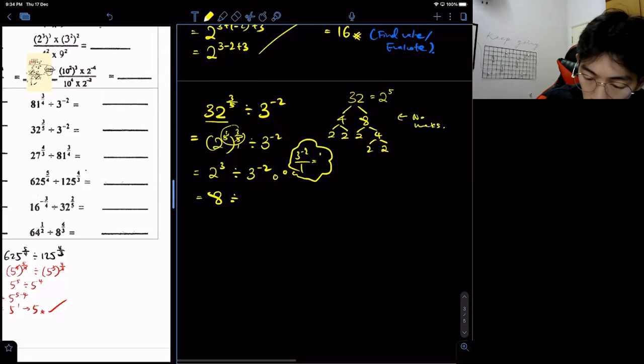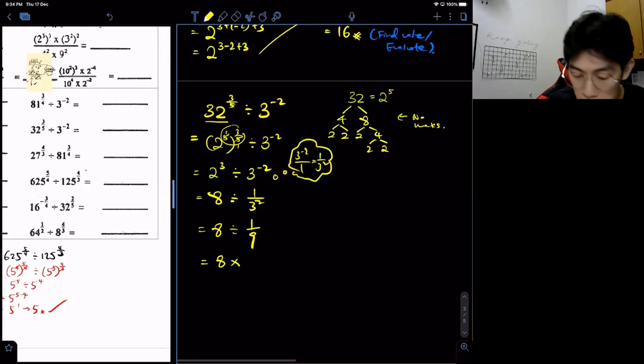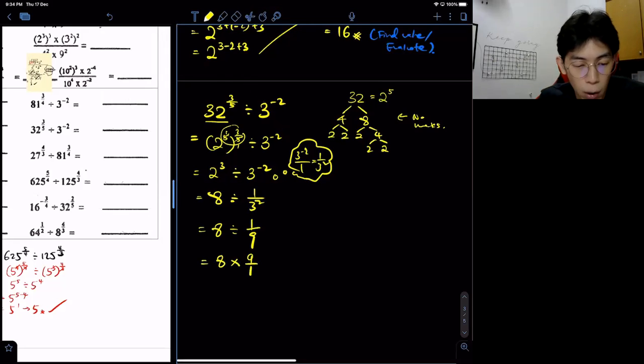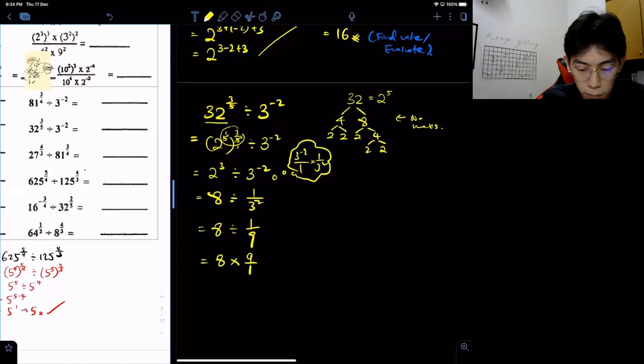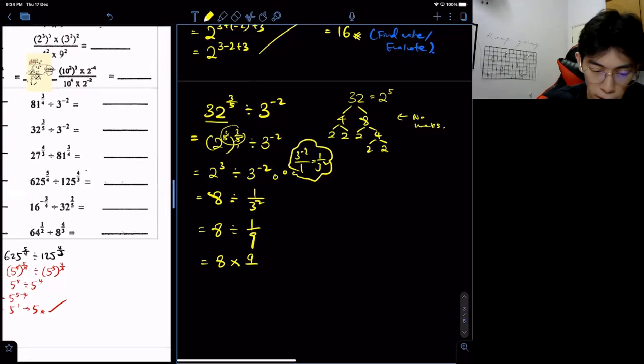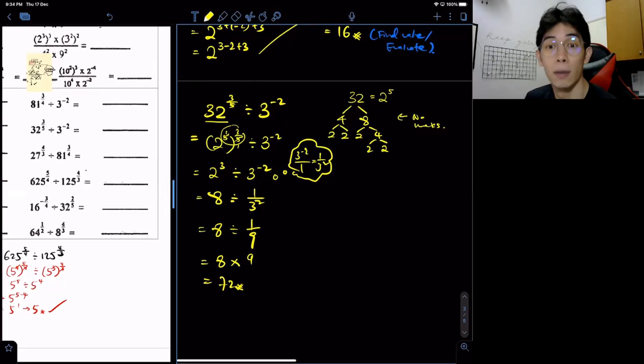Okay, so you're going to make it 1 over 3 squared. So 1 over 3 squared, you know the answer will be what? 8 divided by 1 over 9. So 8 divide changes to times 9 over 1. Basically 9 over 1 means 9. So I just put 9 there. So the answer is 72. Fantastic.